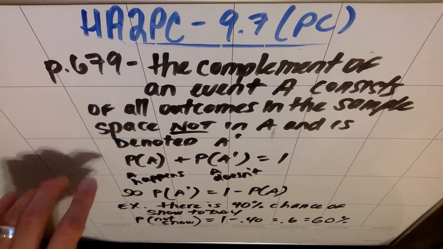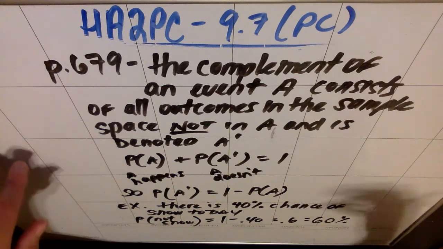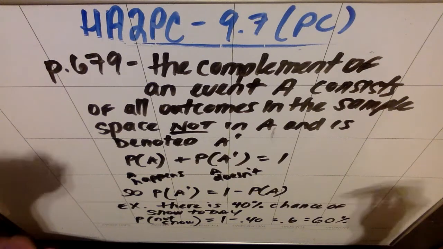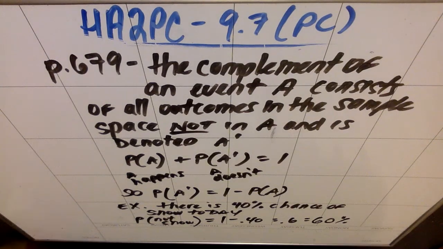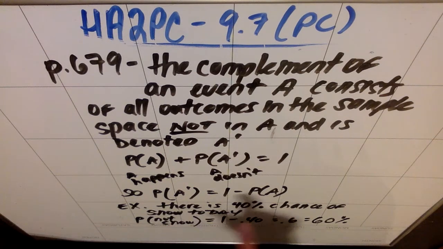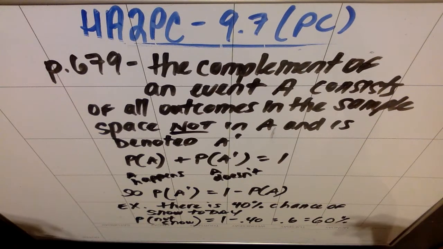So the probability of A, meaning the probability A happens, plus the probability of A prime, meaning the probability that A doesn't happen, is 1, because essentially, A prime encompasses literally every other outcome that does not include A happening. So if you wanted to find the probability of a complement, you could do it by doing 1 minus the probability of the event. As an example, if there's a 40% chance of snow today, then the probability of not snow is 1 minus 40%, which is 60%.